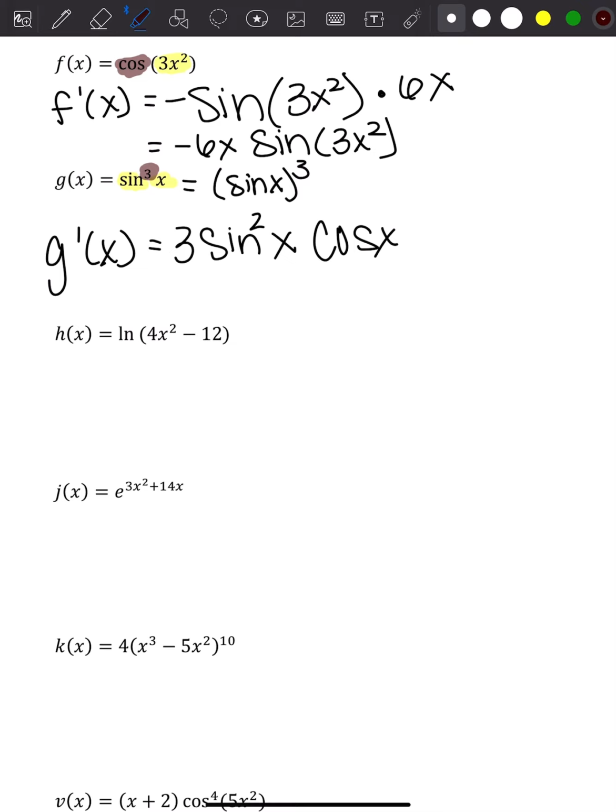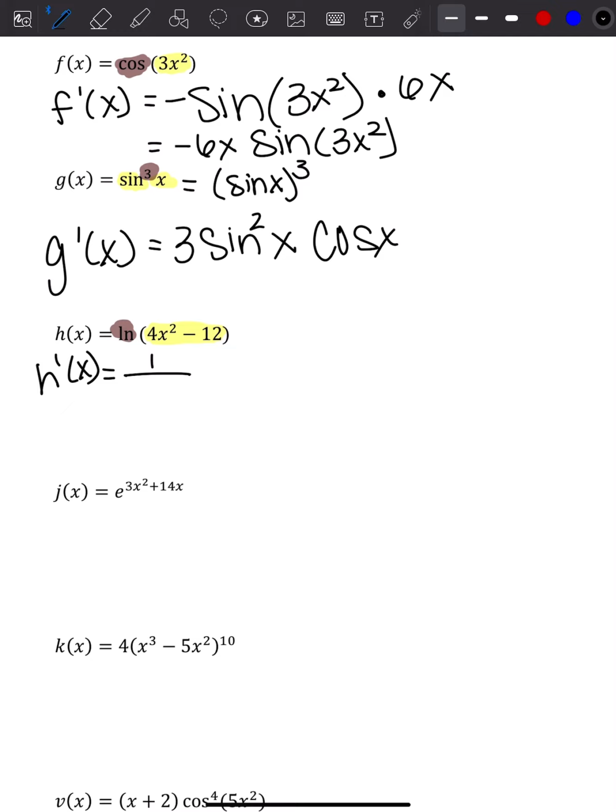Natural log of 4x squared minus 12. So thankfully parentheses makes it really easy to figure out what's the inside. So 4x squared minus 12 is our inside function. Natural log is our outside function. The derivative of natural log is 1 over x. So 1 divided by x, and x in this case is our inside function.